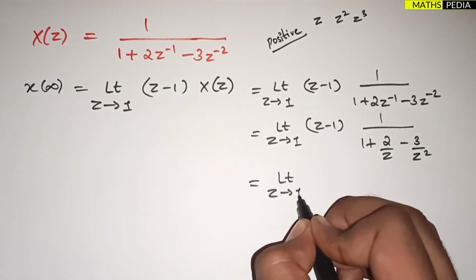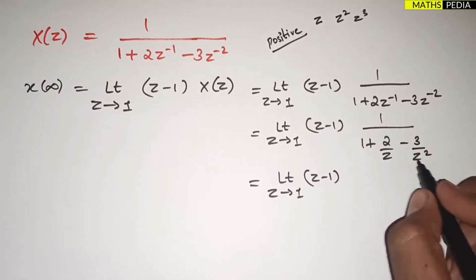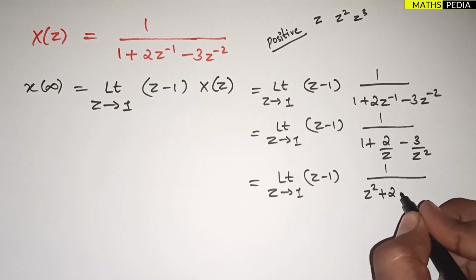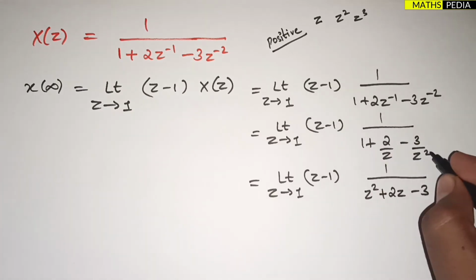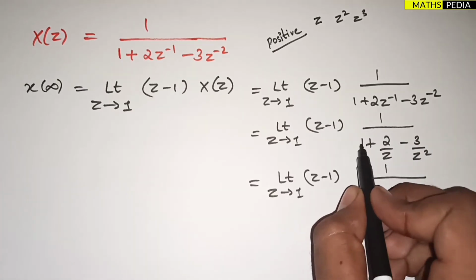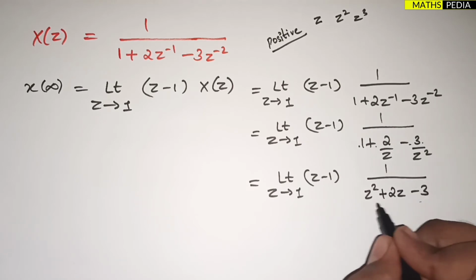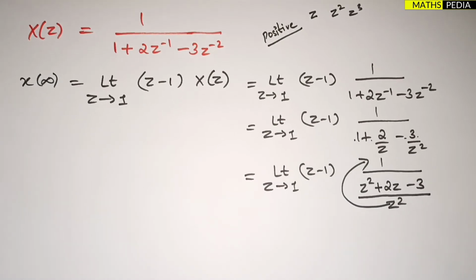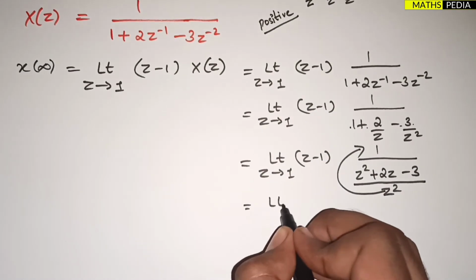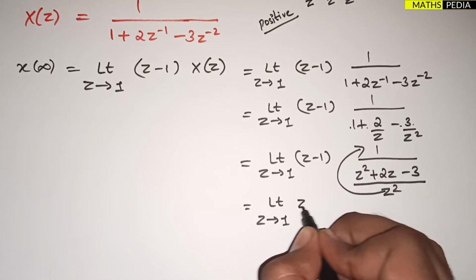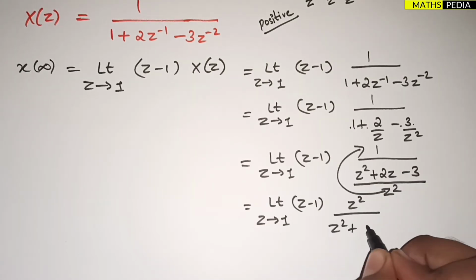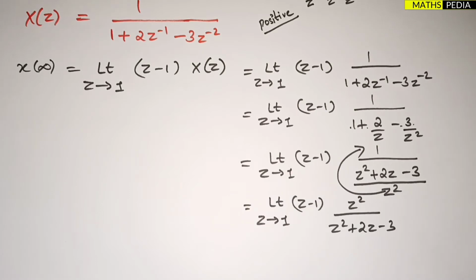Limit z tends to 1, z minus 1. So taking LCM in the denominator part, it will be z square plus 2z minus 3. Carefully you have to take the LCM, okay? Here it is z power 2, so z power 2 plus 2z minus 3 divided by z power 2 will be there, so this will go up, correct? Yes. So this will be limit z tends to 1, z minus 1 into z square by z square plus 2z minus 3. So as you can see, now the powers are in positive powers, correct?